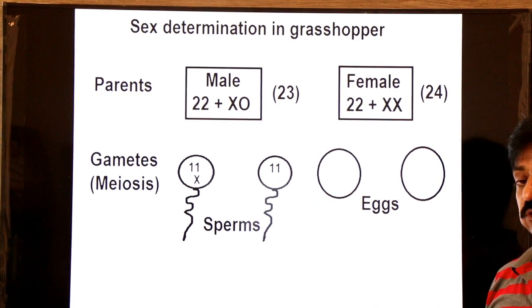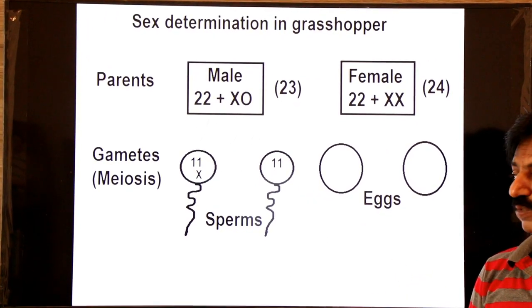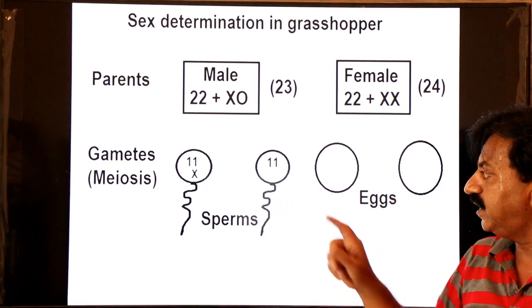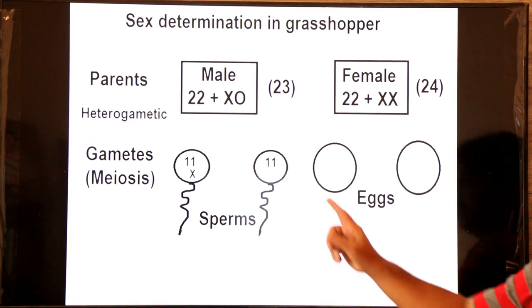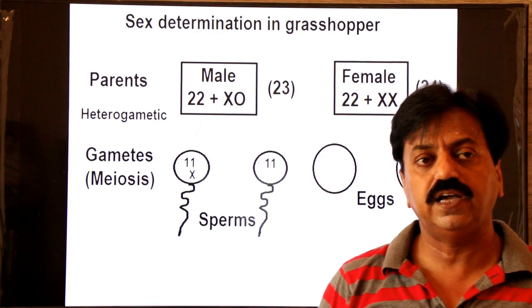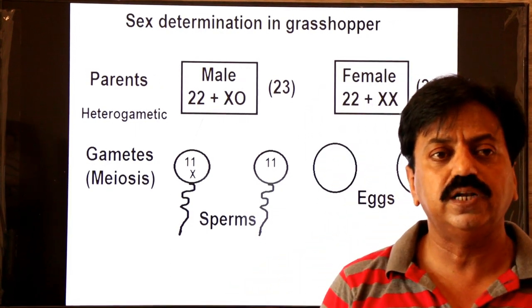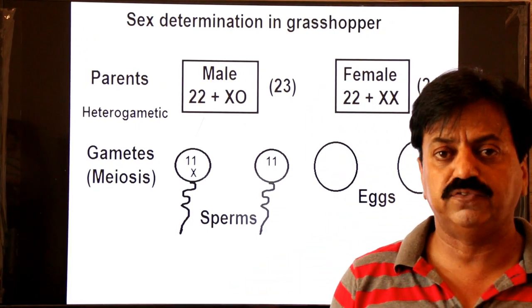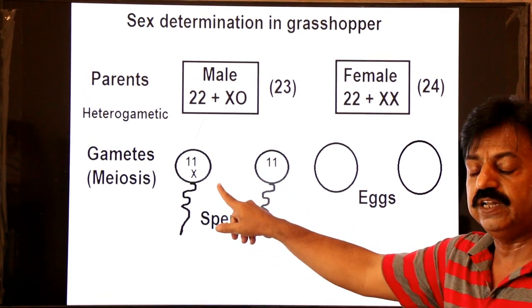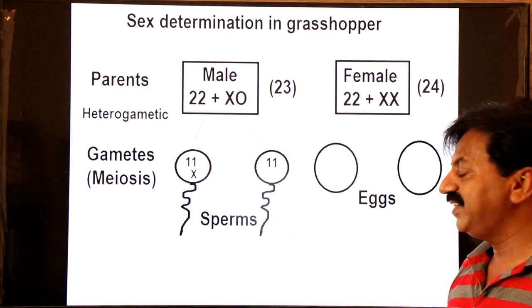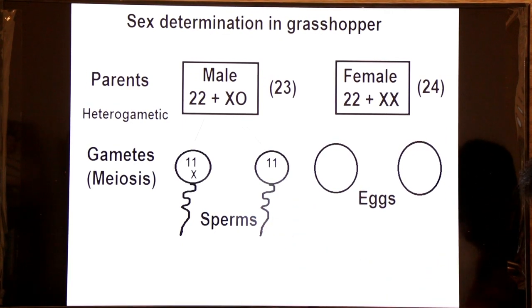So the male is heterogametic, producing two types of sperm, one with 12 chromosomes, the other with 11 chromosomes. Hetero means different, gamos means gametes, an individual that produces different types of gametes. One sperm having 12 chromosomes and the other with 11 chromosomes.